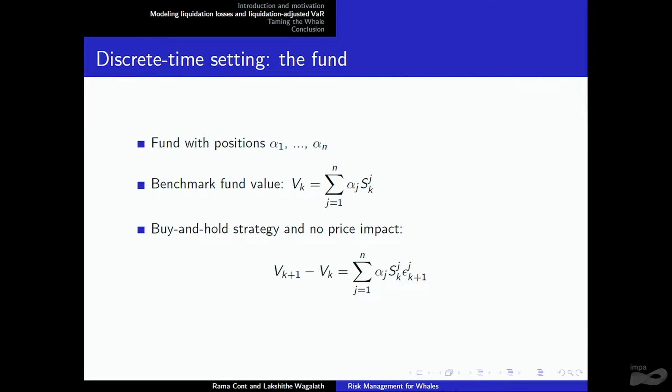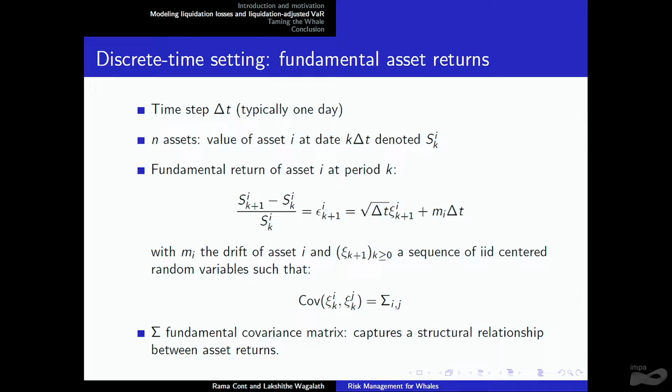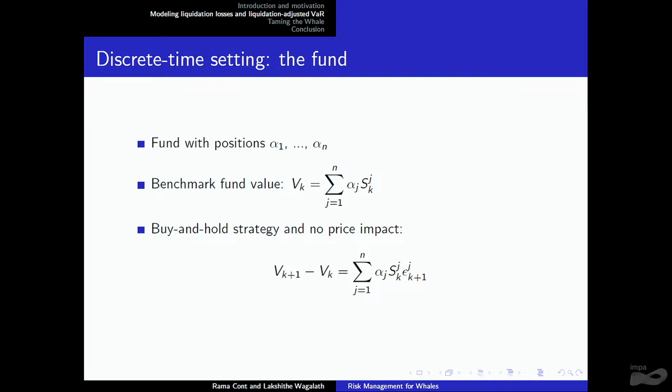a fund, who has positions alpha 1, alpha 2, alpha n. And so it has a benchmark value, so it's kind of an index value, which is the sum of those alpha j, S_j. And so, of course, due to the movement over one day or over one period, the value of the fund moves also. And what we know is that if the fund loses too much, it's going to be forced to react, to sell assets. So how do we model that?